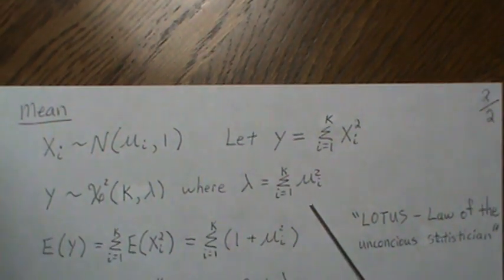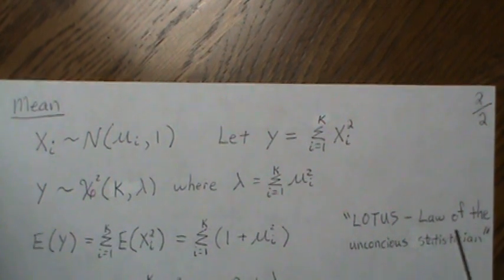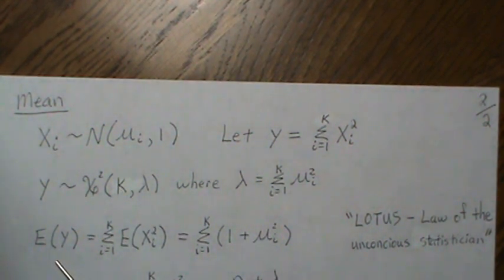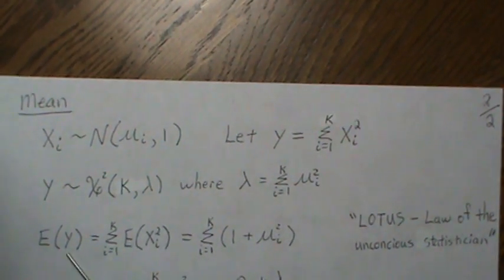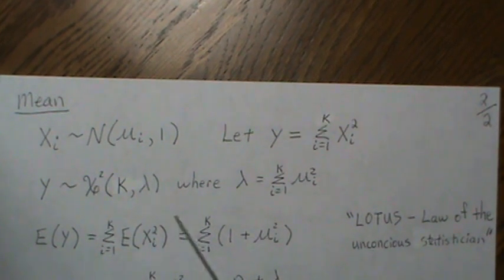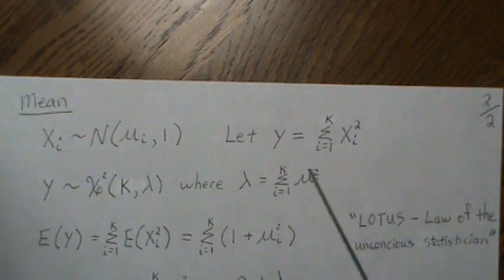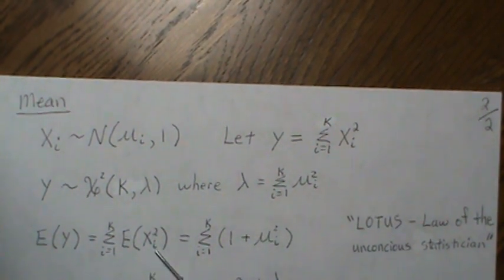We're going to have a video called LOTUS, Law of the Unconscious Statistician, that normally, if we were to take the expected value of y, we would take y times the density of y and integrate it over all possible values of y. But let's replace y with what it is, which is the sum of these xi squareds. And then the expectation goes into that.